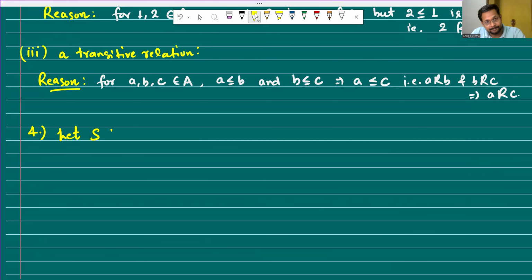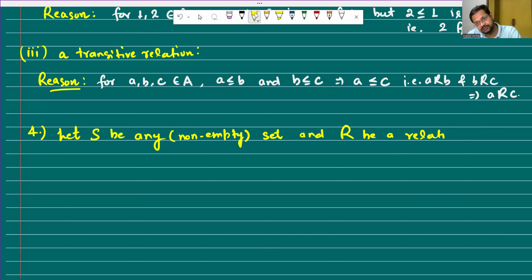Let S be any non-empty set, and we write its power set, and let R be a relation defined on the power set of S. What is the power set?